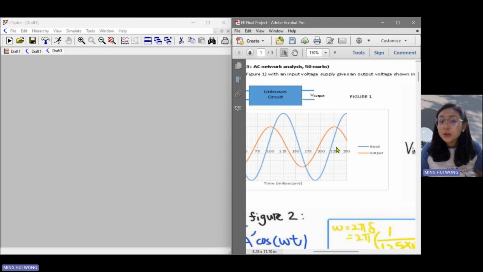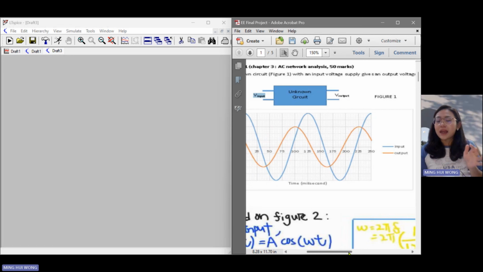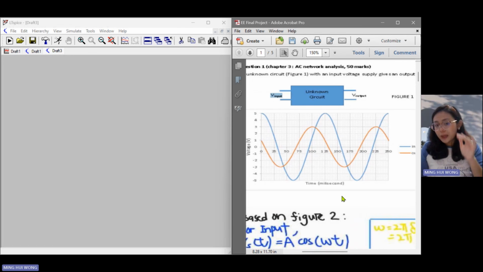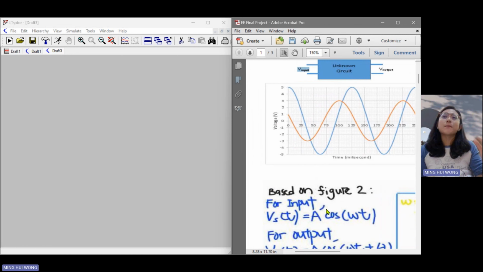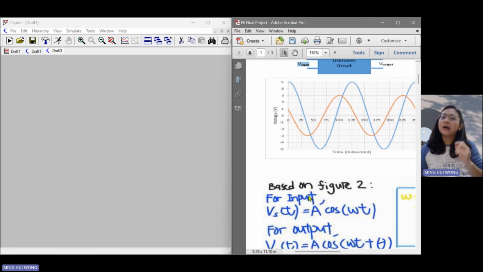Based on the graph, we can know that the blue one is the signal for input, the orange line is the signal for output. So we can get that the peak value for input is 5V, whereas the peak voltage value of output is 3V. Based on the diagram, we also can know that the shape of the graph looks like cos, and the graphs have a phase difference.